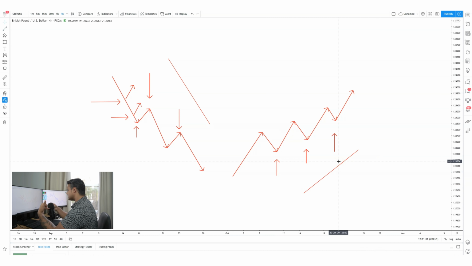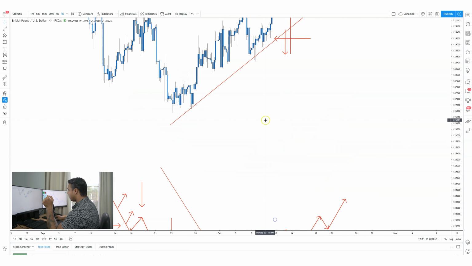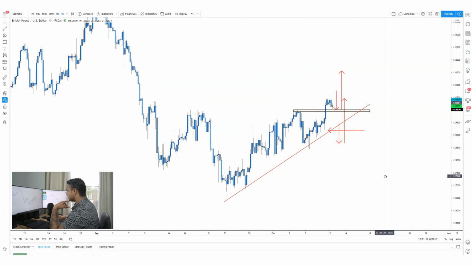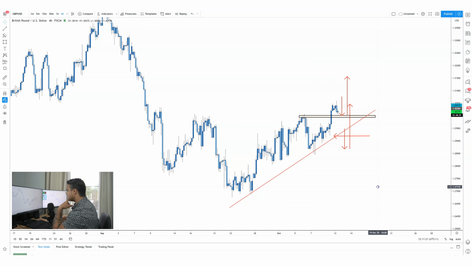But now the point of today's lesson is to show you how you can identify when the pullback has been created, and then identify structure that resembles that pullback, and then also identify behavior that resembles that potential continuation. So I thought we'd take a look at Pound USD. Now there are so many examples on here, but the one I wanted to show you is this one here.